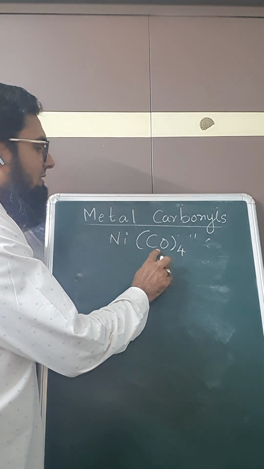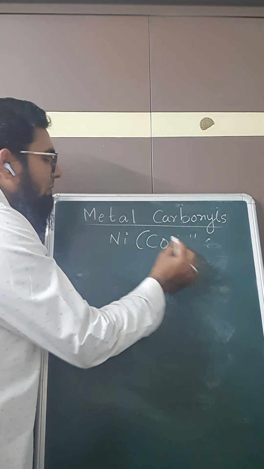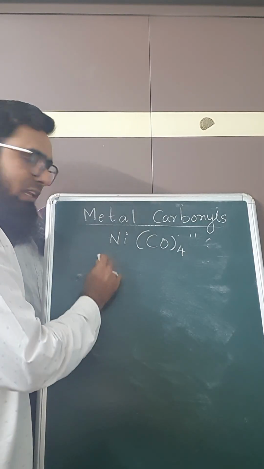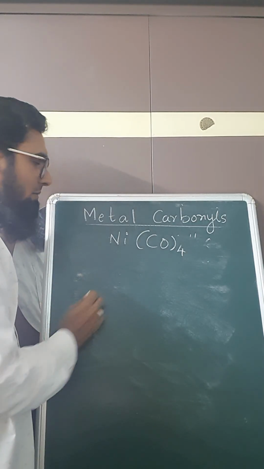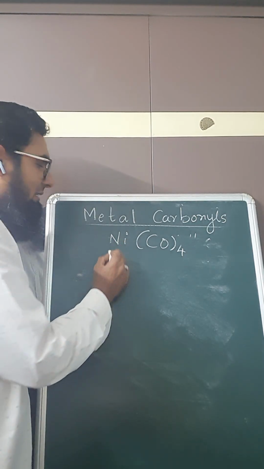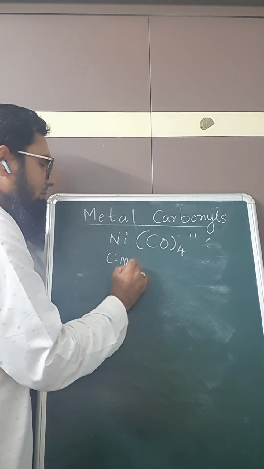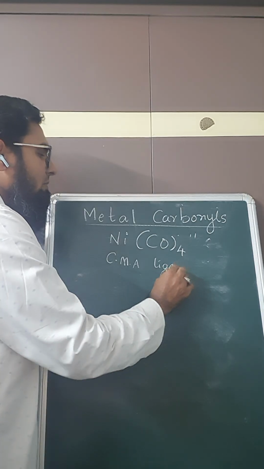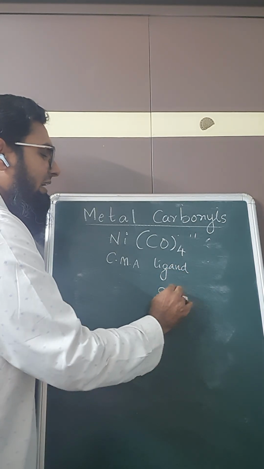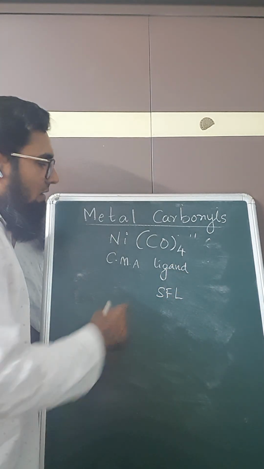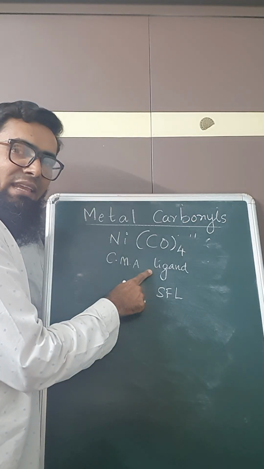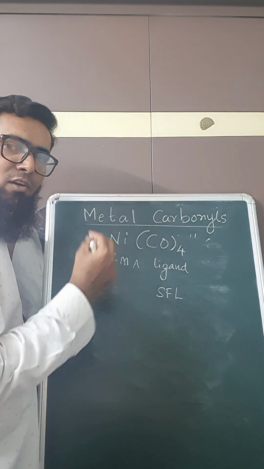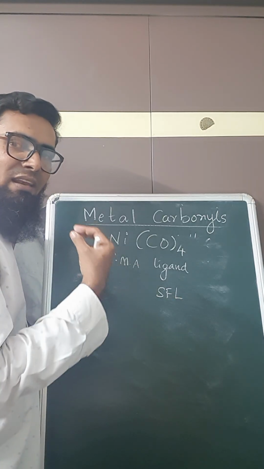Now Ni(CO)4, what are the key points present in this complex? This is a coordination compound, a complex. Nickel is the central metal atom. CO is a ligand. It's a strong field ligand. Now what do you mean by a ligand? A ligand is any species which can donate an electron pair. An electron pair donor is called a ligand.